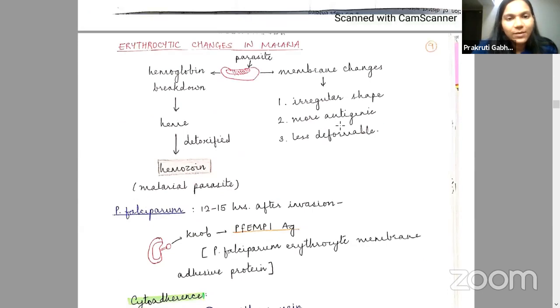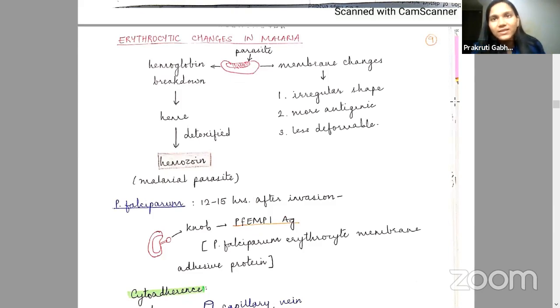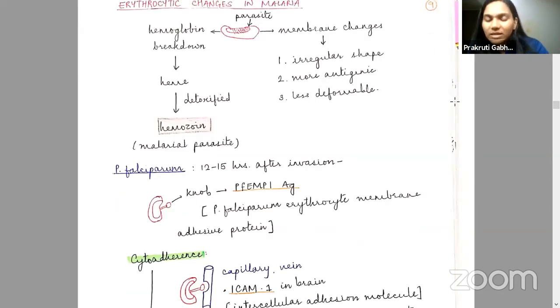Coming to the erythrocytic changes that take place in malaria, which is extremely important, and this is, I think, the basic understanding of why falciparum is the most dangerous out of all. Firstly, once the parasite has entered the RBC, and it will enter through specific surface antigens, as we discussed, it will cause membrane changes, which will lead to an irregular shape of the RBCs. It will make the RBCs more antigenic and less deformable. So automatically hemolysis increases in the spleen. Secondly, it will cause hemoglobin breakdown into heme, which is a toxic material, as we all know. So heme will be detoxified into hemozoin, which is the malarial pigment. This is the pigmented color that you see on the peripheral blood smear.